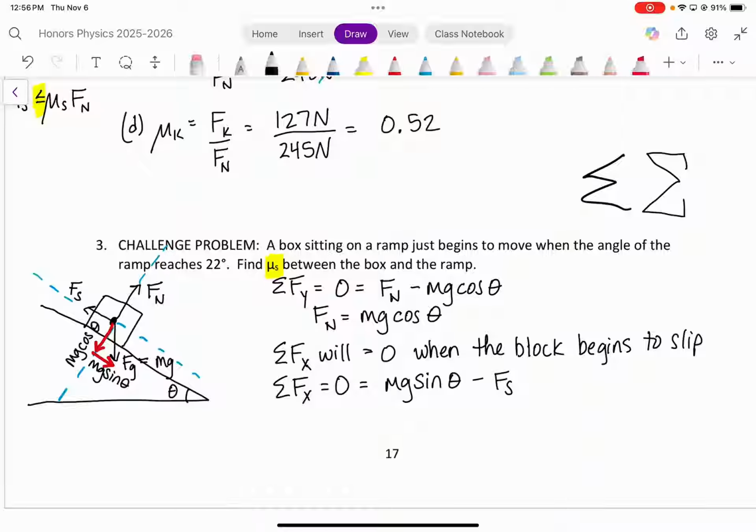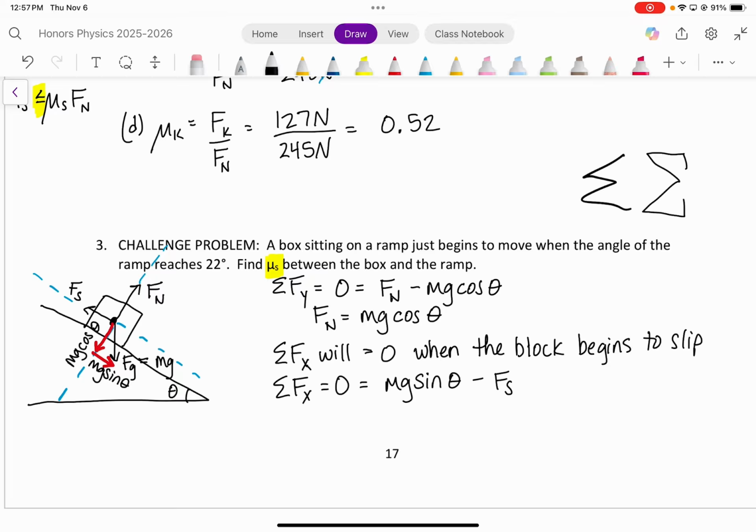It does not matter right now which direction we call positive and which direction we call negative. But we're going to get into some problems where it makes more sense for the math for us to call down the ramp the positive direction, because that's the way that the block wants to go.